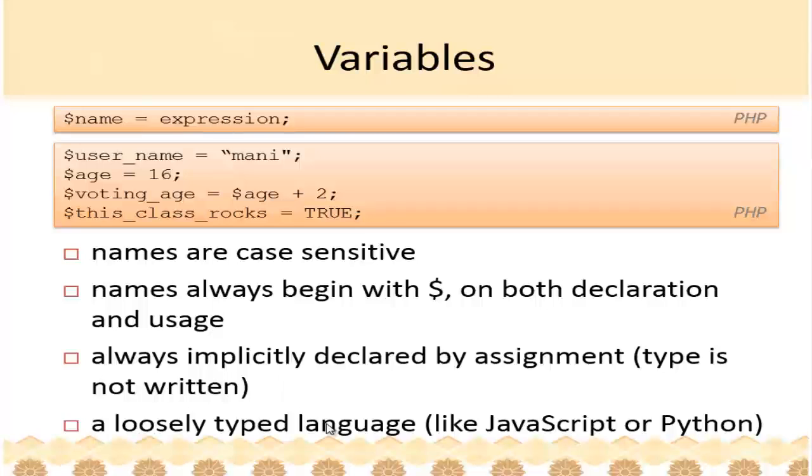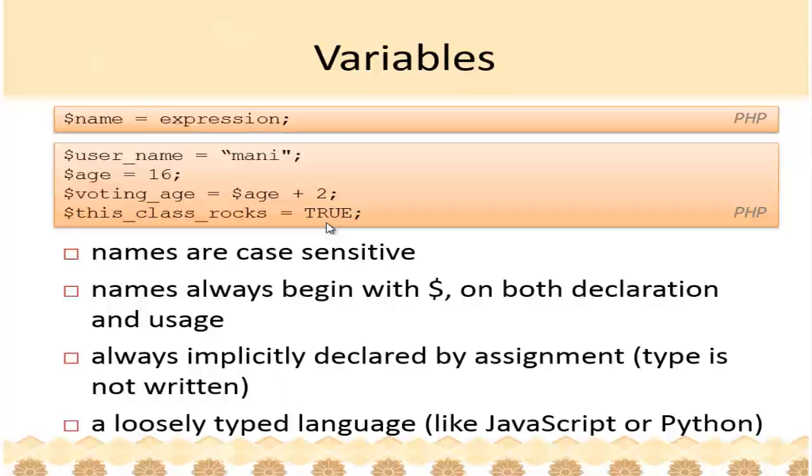Again, you can assign an expression. This is an expression, a very simple expression. An expression may have division, subtraction, or any other operation, assigned directly to a variable. So here, the voting age is the value 16, which is the value of the age plus 2. Also, we can assign a boolean value like true, false, and other things.